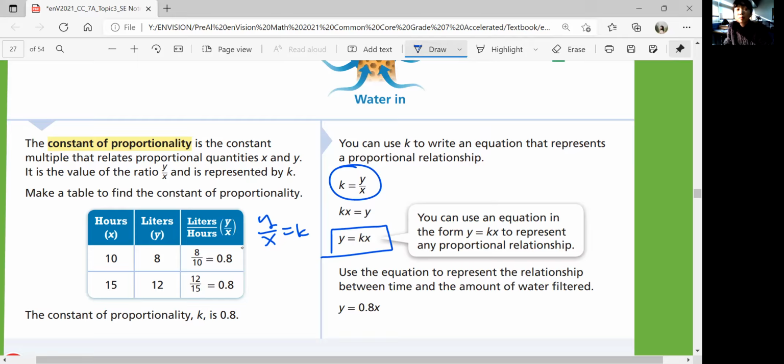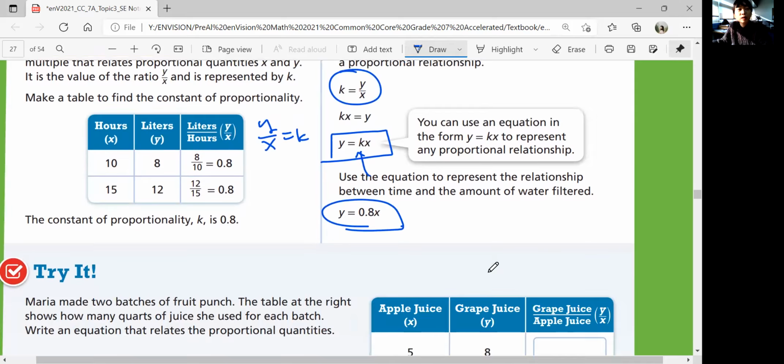And does this look familiar? It looks like a linear equation with a slope k, right? So you can use this equation to represent the relationship between time and the amount of water filtered, right? So y, which is liters, will always be 0.8 times the number of hours, okay? So that's our linear relationship equation.